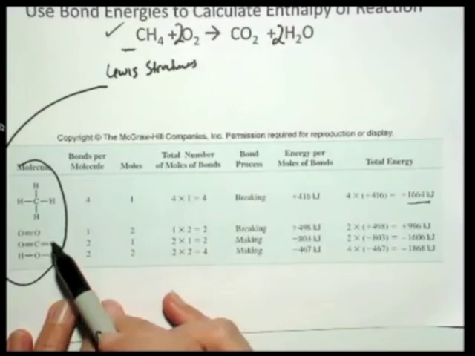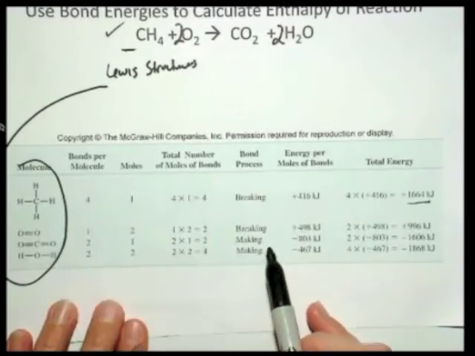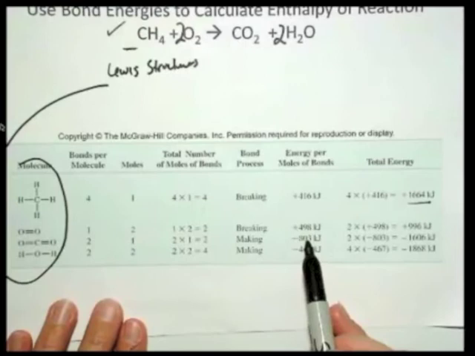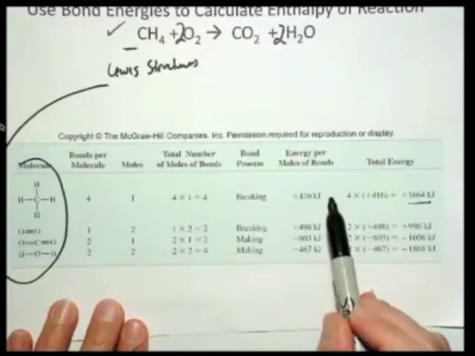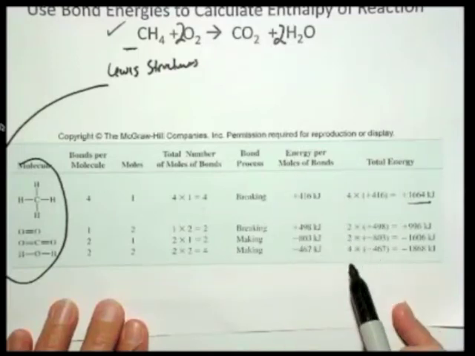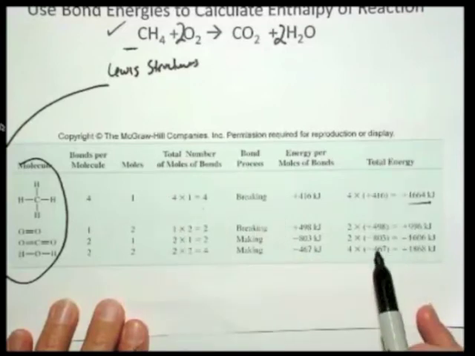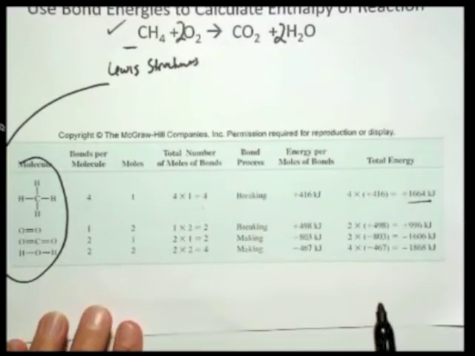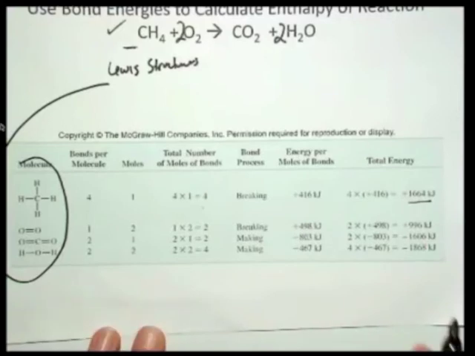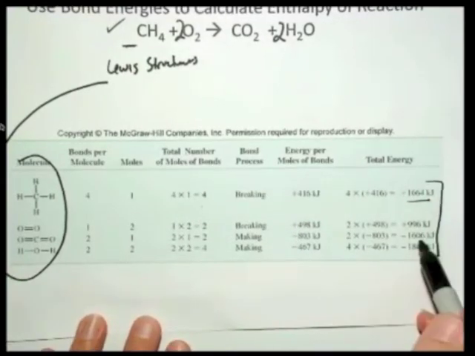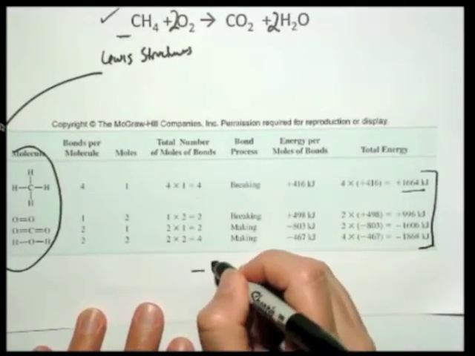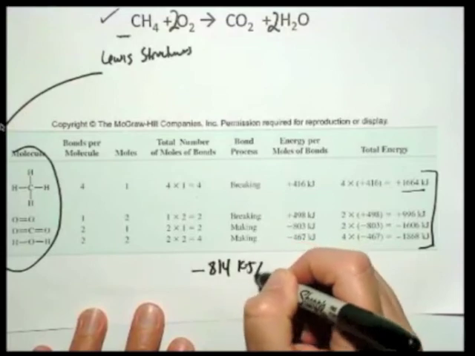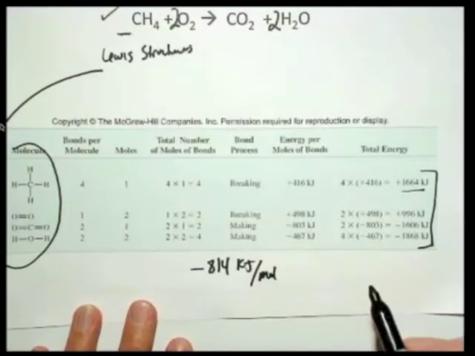Then you go through the same process for the products. In this case, you're making bonds, so whenever you make a bond, energy is released. And so it's a release of 803 per mole, 467 per mole. These numbers you get from the table that I just showed you. And then you multiply by the number of moles based on the balanced chemical equation and the Lewis structure, and this is the number you get. And so when you add all of those numbers up, the positives and the negatives, the overall change in energy is negative 814 kilojoules per mole of this methane.